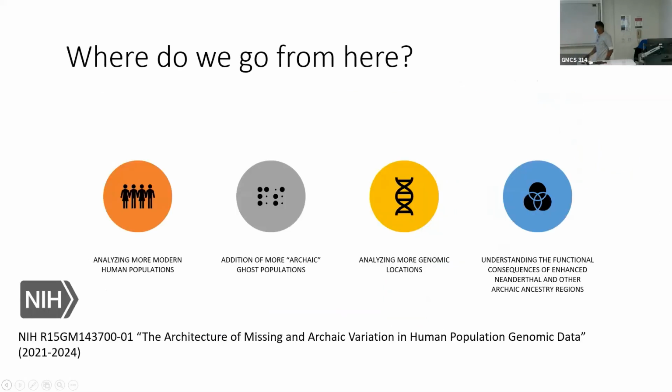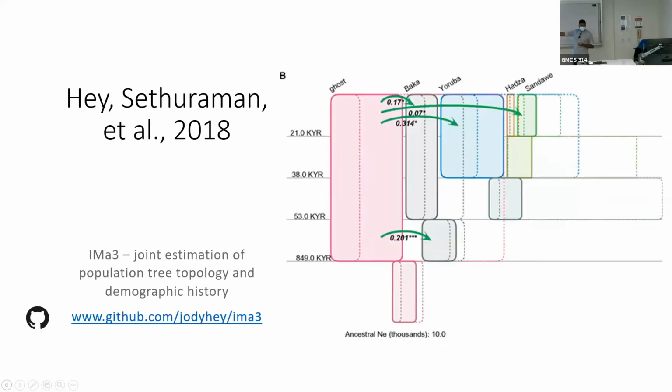So where do we go from here, right? We're obviously analyzing only 4 populations in the case study that I showed you. I have an NIH grant right now to study more and more human populations. These are large-scale genomic data sets, both publicly available as well as data sets that I've generated with my collaborators. We're going to study across human populations the presence and absence of these ghost populations across modern human genomes.